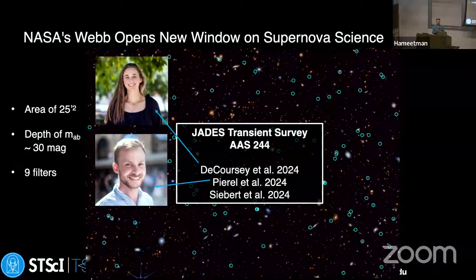Area of 25 square arc minutes, depth of 30th magnitude, and 9 filters ranging from 1 to 4 micron. So really a cool data set. And in only 25 square arc minutes, here's what we found. So this was the type of thing we were looking at.